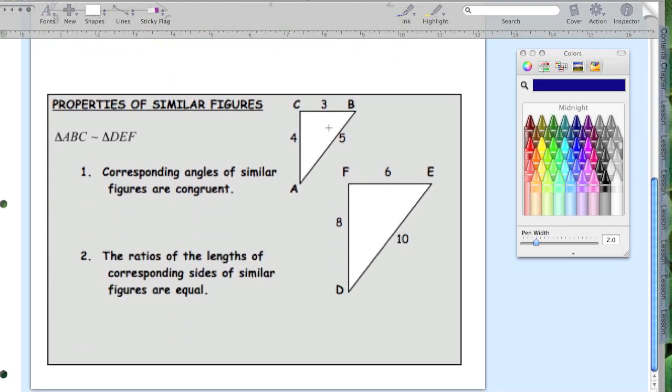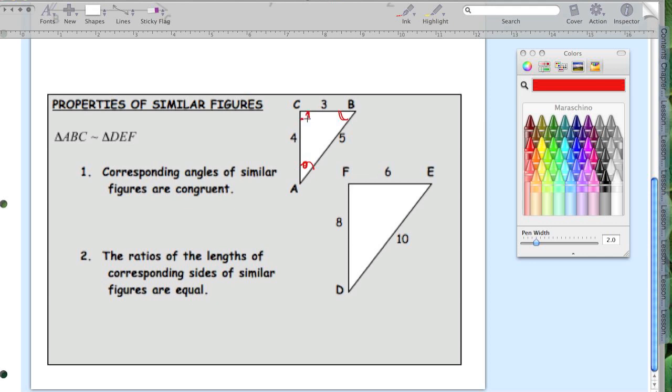Properties of similar figures. They'll tell you triangle ABC is similar to DEF. So they're saying that these two are the same shape, just different sizes, and we can tell that as well. First part: corresponding angles of similar figures are congruent. That's referring to the angles, not the sides, but the angles inside. This angle, this angle, this angle.